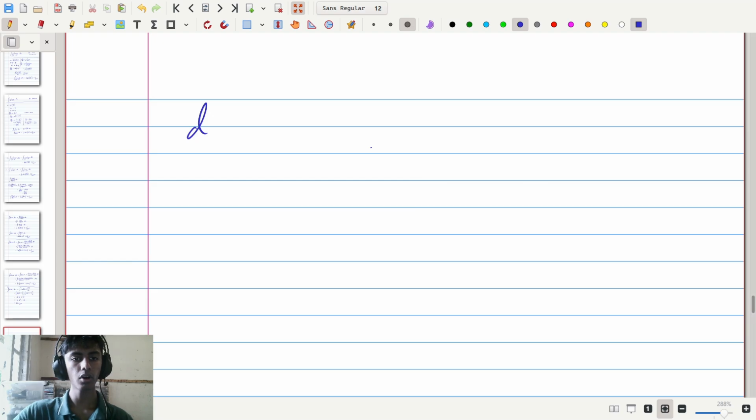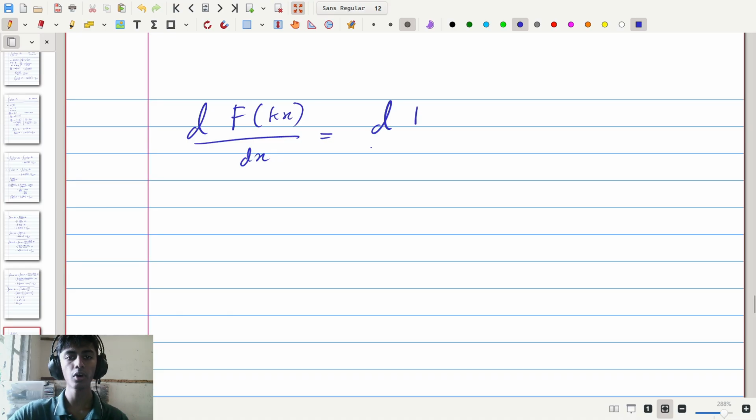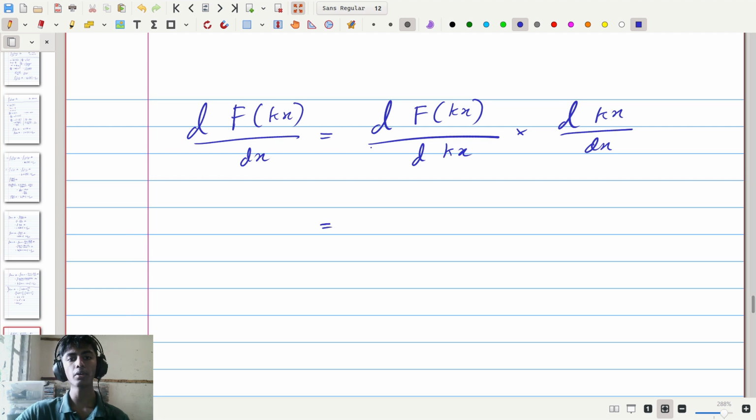Considering the derivative of capital F of kx with respect to x, we know from the chain rule that this is going to be equal to the derivative of capital F of kx with respect to kx, times the derivative of kx with respect to x. On the right side, the derivative of capital F of kx with respect to kx is going to be simple f of kx. As for this bit, the derivative of a constant times x with respect to x is just going to be the constant, so times k.